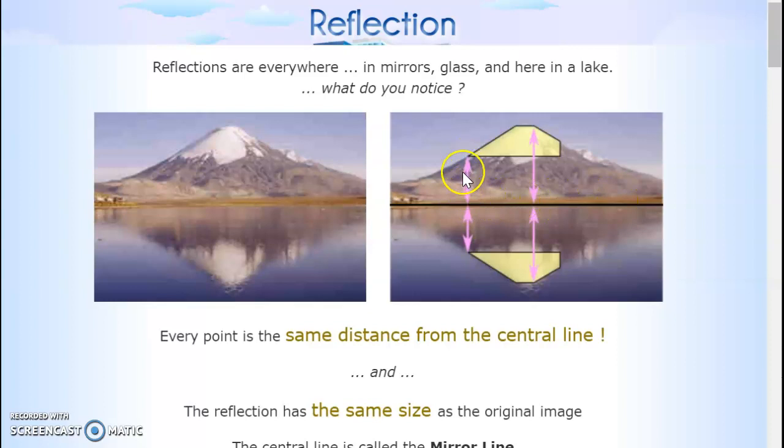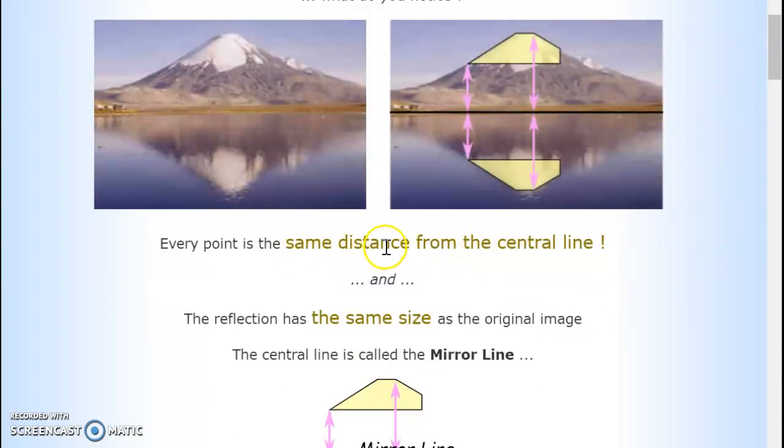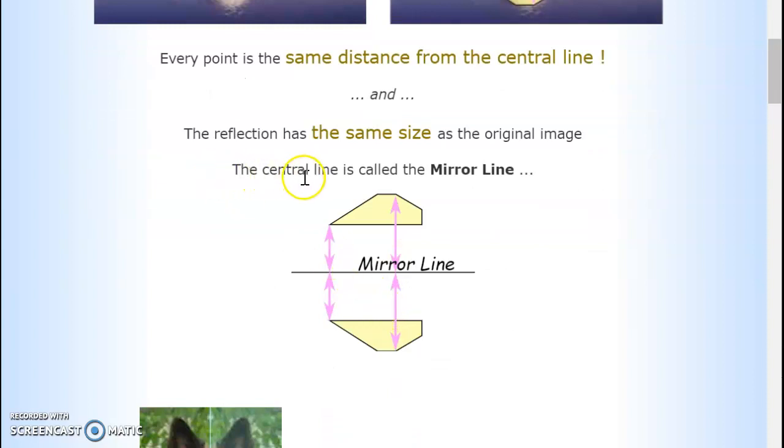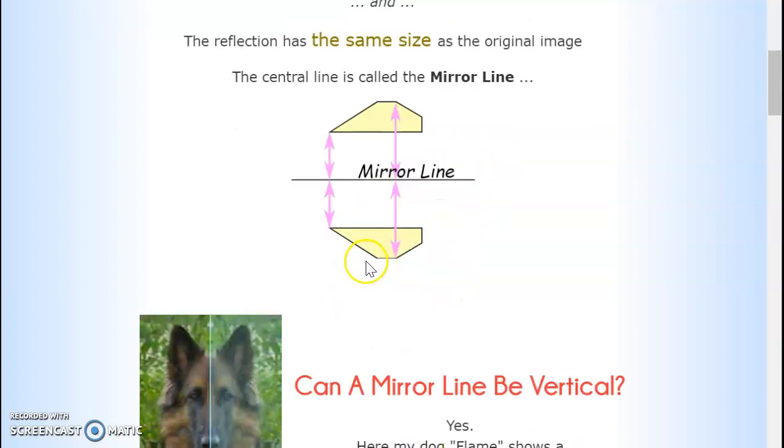The distance from the original image, where the snow cap starts, as well as on the reflected image, is always going to be the same. Same thing with the tip of the snow cap, right? So the distance from the line of reflection for the corresponding point on the image is always going to be the same, as well as the reflection has the same size as the original image. And the central line, or the line of reflection, is sometimes called the mirror line.